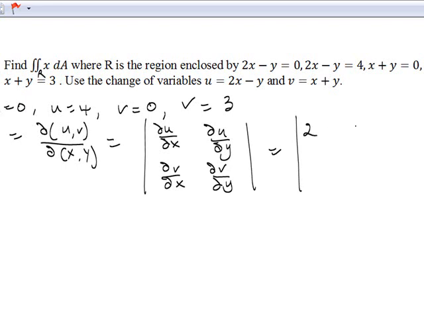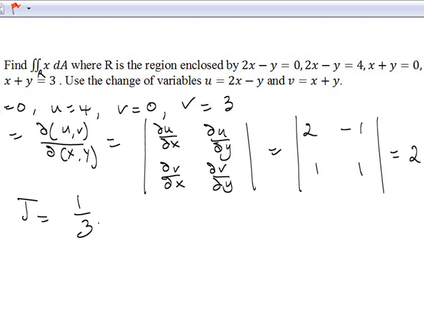2, negative 1, 1, 1. Work out the determinant. Tell me what you get. 2 plus 1, which is 3. And so what is J? 1/3. Beautiful.